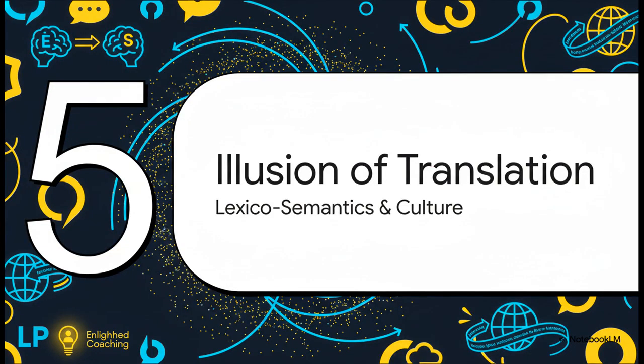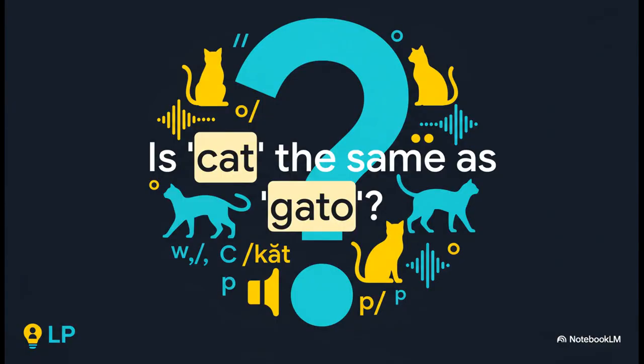All right, moving outward again, we land on what I like to call the illusion of translation. This is the lexicosemantic level, where we get into how words connect to meaning and really to culture itself. So let me just ask you a seemingly simple question. Is the English word cat the same thing as the Spanish word gato? I mean, it seems obvious, right? But the answer is actually way more complex than you'd think.